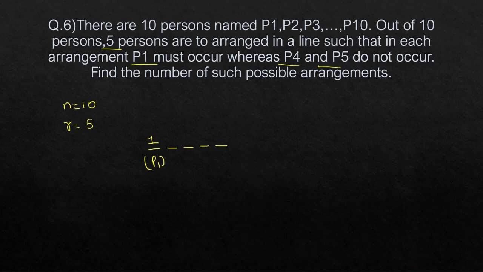But P4 and P5 do not occur. So what we'll do is from 10 we'll minus 3. Why will we minus 3? Because P4 and P5 are two people. We are also minusing P1 because we have fixed their position here.